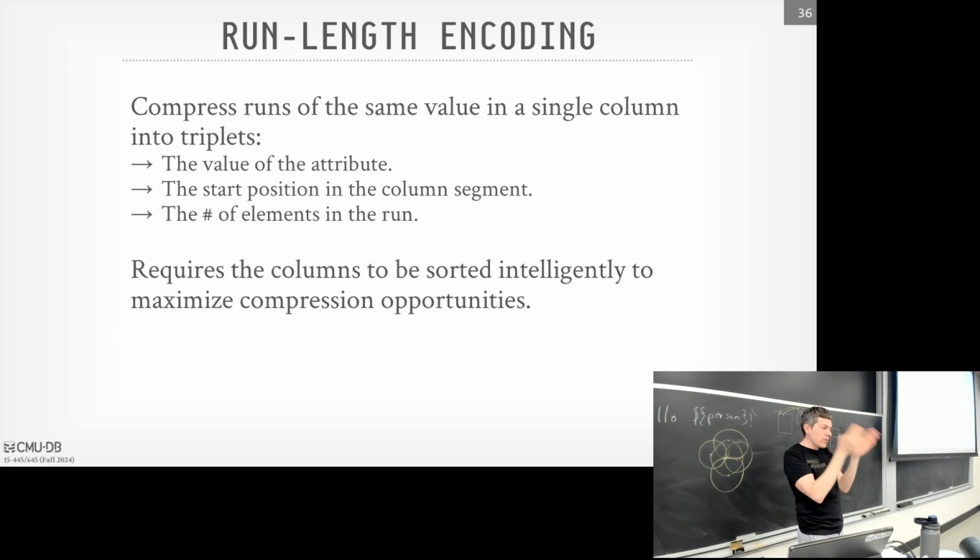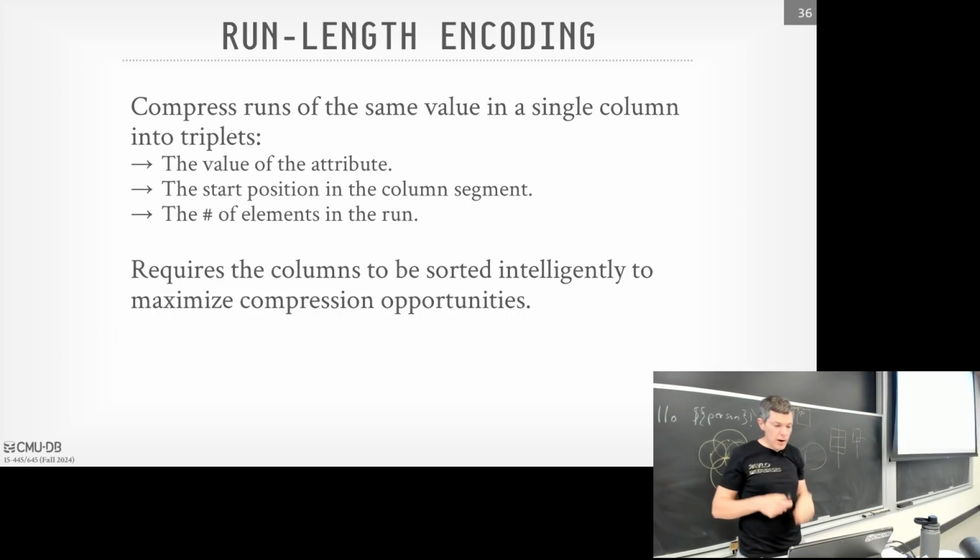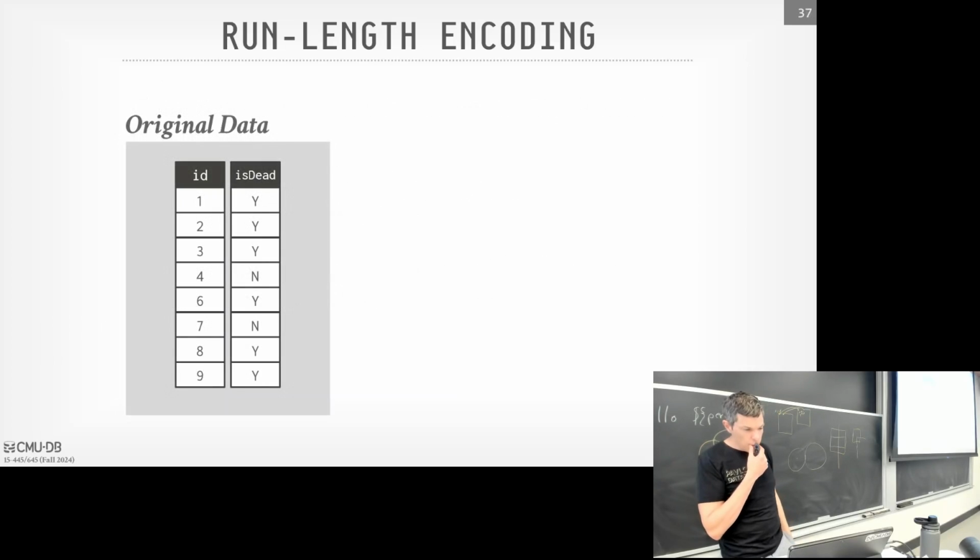So what might be the best way to get the best compression is to sort this column first. That might actually be the worst way for sorting the other column. So database systems have ways to try to figure out how to sort things the best, but we'll ignore that.